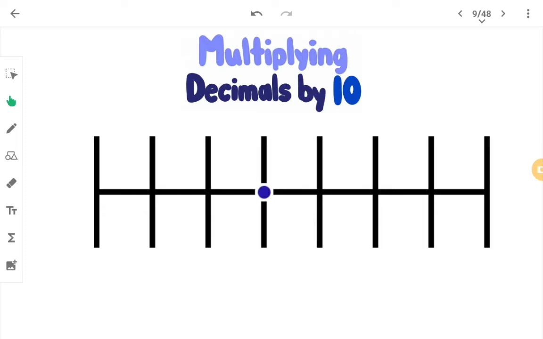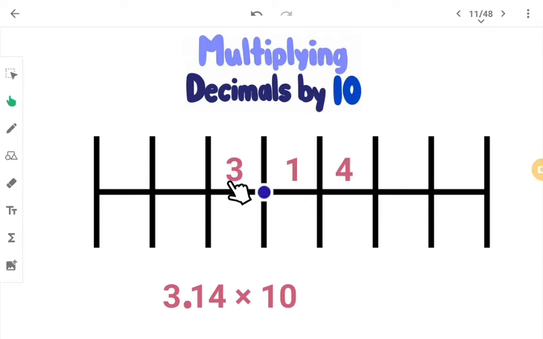Now, I will show the same thing with the grid. Now, I have taken the same example, 3.14 into 10. So, I am going to place 3 here, 1, 4. That is 3.14. So, if you are going to multiply with 10, we are going to move the decimal point one step towards the right. Then how will you write? You will write it as 31.4. So, your decimal point is moved one place.